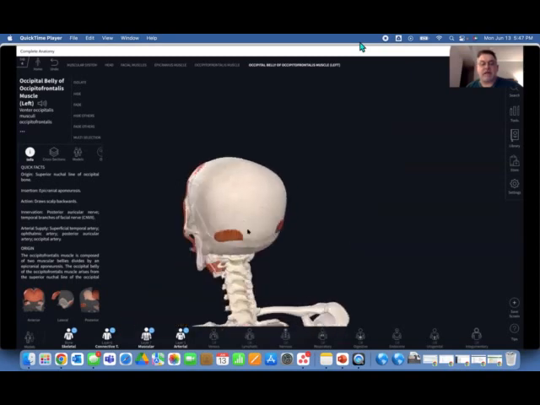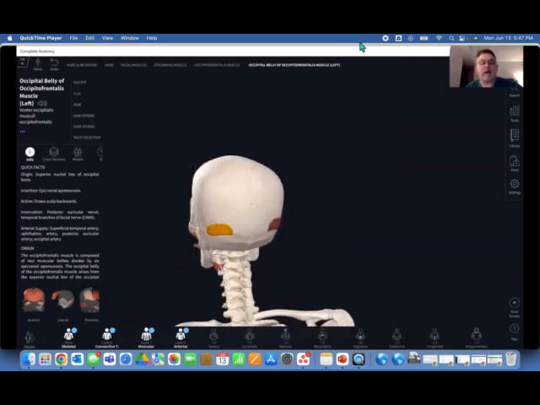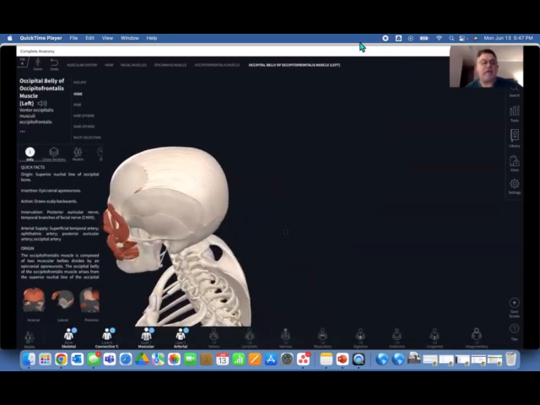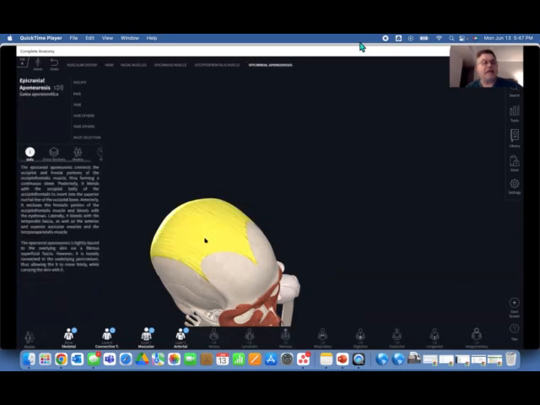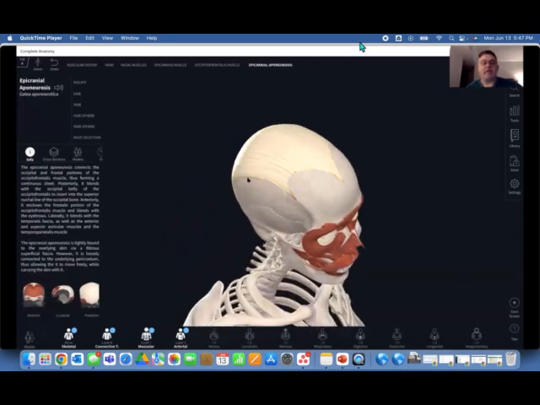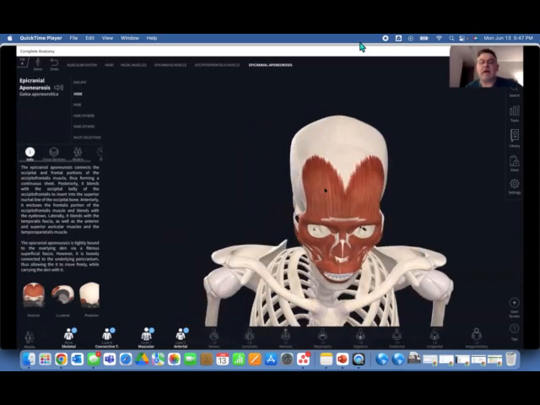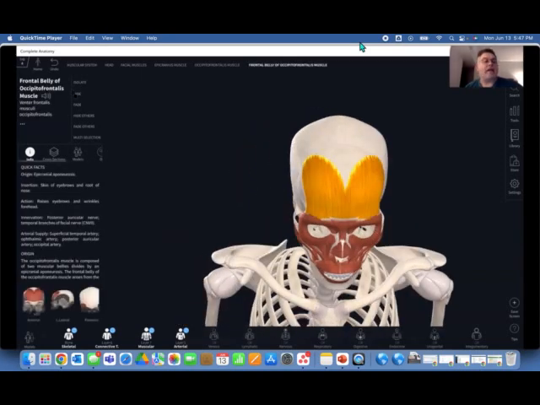But let's take those. I'm going to hide those. Okay, then there's the visible. Didn't know if that was showing up. Let's see if I can highlight it. The epicranial aponeurosis. So let's go ahead and hide that. Okay, and let's try to hide that again.